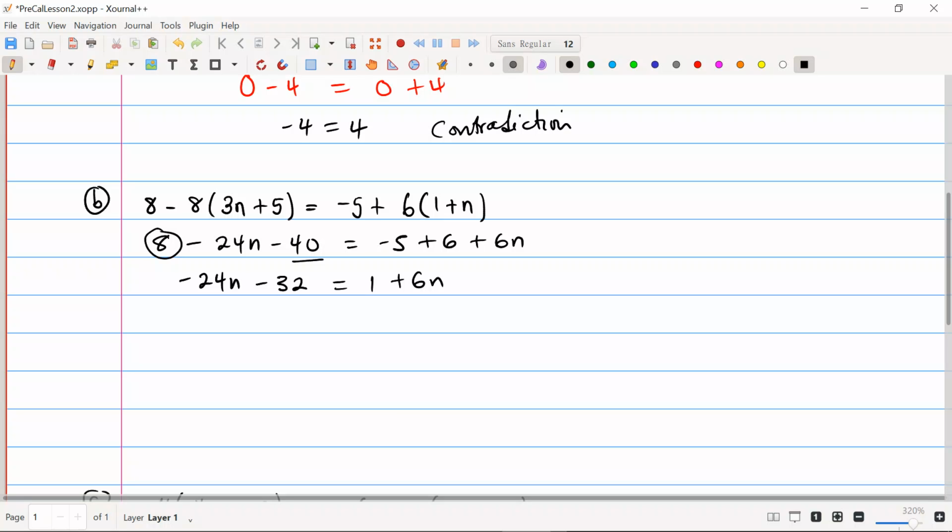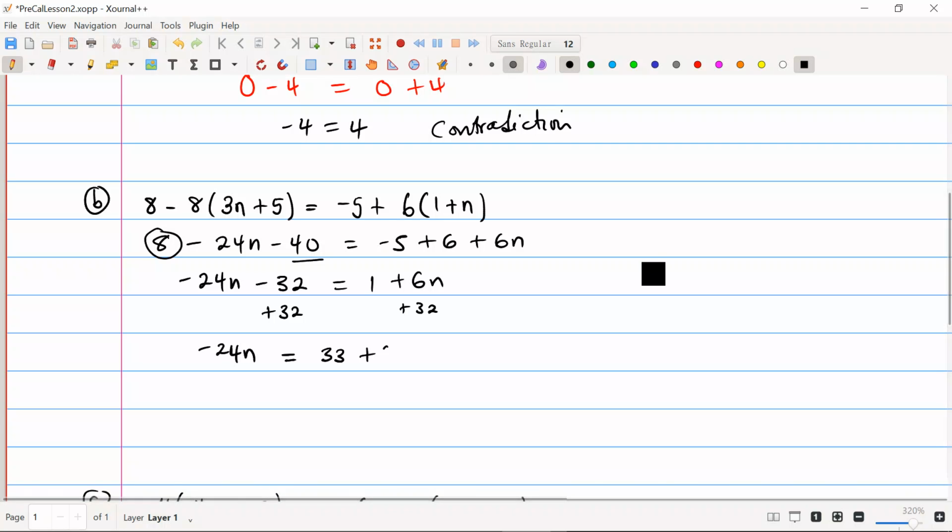Like I said again, I want to put all the terms with n on one side. Preferably, I want to put all the terms with n on the left side of the equation and all the terms without n on the right side. So what I can do is add 32 to both sides. I'm going to get negative 24n, and negative 32 plus 32 is 0. So I'm going to have equals 1 plus 32, which is 33, plus 6n.